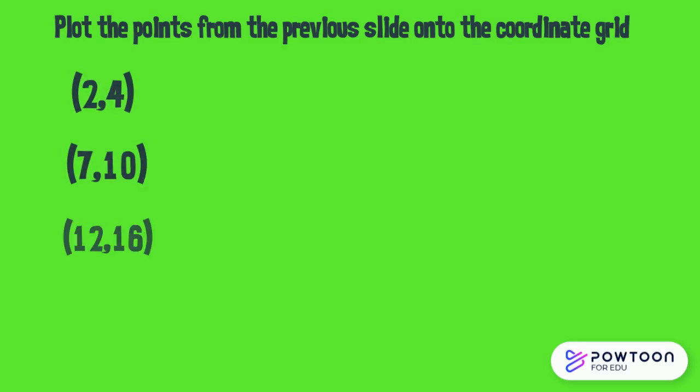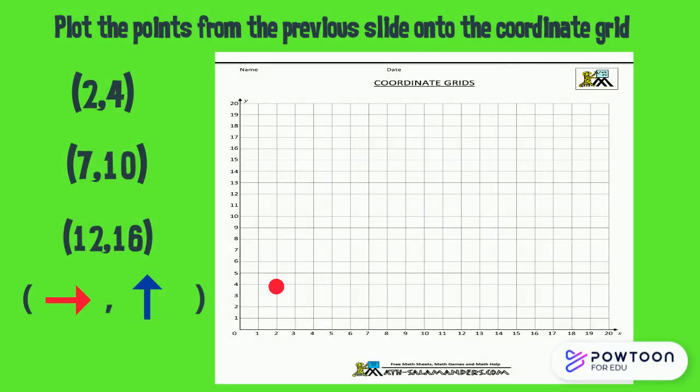Now let's graph those ordered pairs. The first ordered pair is 2, 4. Remember, you go over then up, so I would go over 2, up 4. The second ordered pair is 7, 10. So over 7, up 10. And the last one, 12, 16. Over 12, up 16.